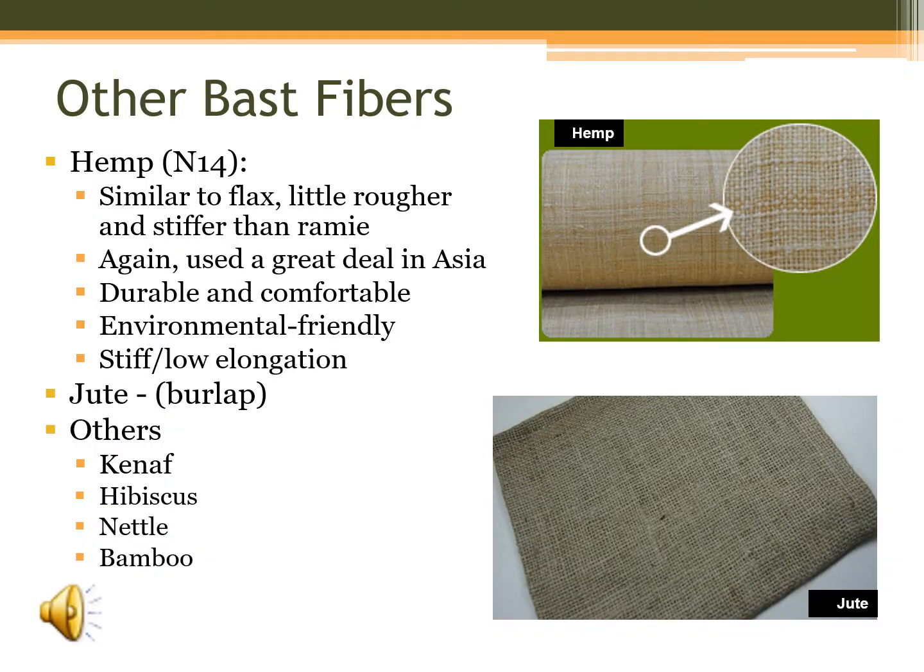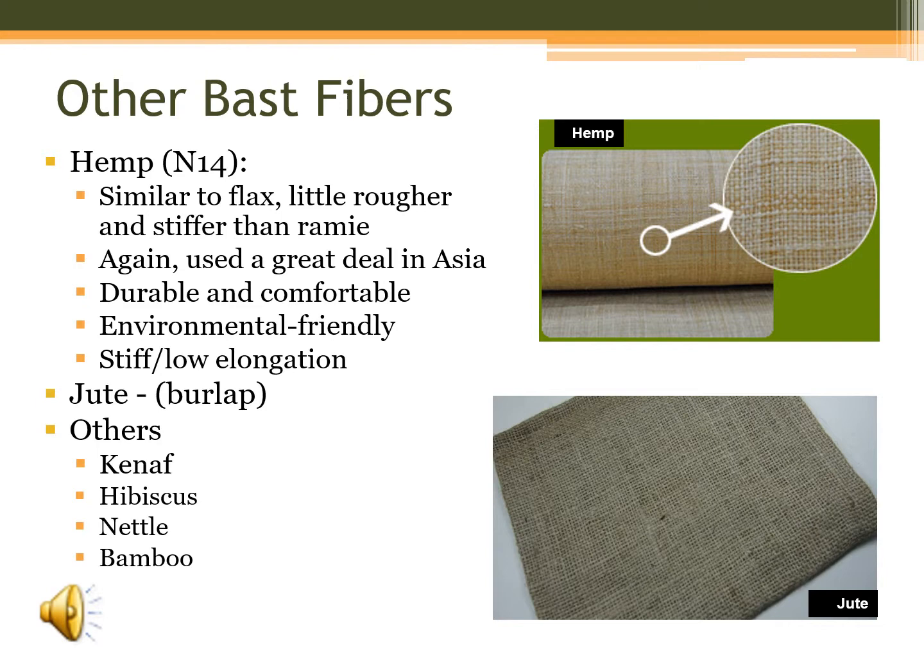We're going to talk about a couple of additional bast fibers, the first one being hemp. It's more similar to flax, and it's a little rougher and stiffer than rami. And again, it's used a great deal in Asia. It's durable and comfortable, environmentally friendly, but it is a bit stiff, and so it has low elongation. You can look at N14 on your narrow fibers so that you can feel the hemp fiber.